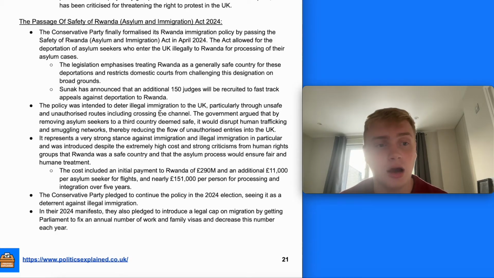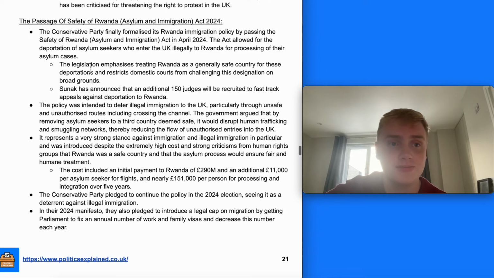including crossing the Channel. But it was hugely costly, very cost ineffective, and was also introduced with a specific clause saying that Rwanda has to be considered a safe country, and that was in response to the fact that the Supreme Court and other courts in the UK judged under the Human Rights Act that it wasn't. So it was effectively bypassing the Human Rights Act.